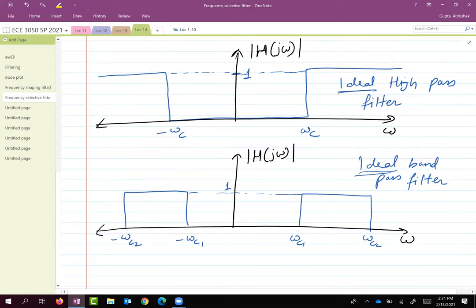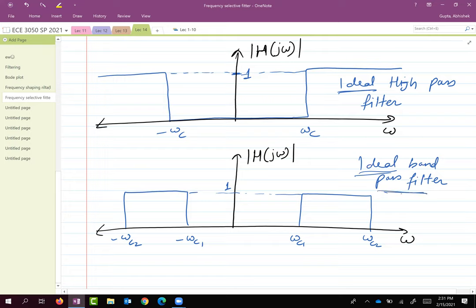And in reality, you cannot construct ideal filters by using real resistors and capacitors and inductors and so on. So you always have to approximate the ideal filters using some specific types of filters. Okay, ideal is good as a theoretical exercise, but in reality, we cannot achieve this ideal situation. But we can get close to it by an appropriate design.